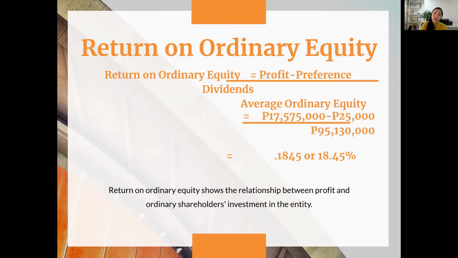So return on ordinary equity shows the relationship between profit and ordinary shareholders' investment in the entity. That's why preferred dividends were taken out, because in a corporation, after the preferred has taken its part, the rest is the part of the ordinary. The ordinary will get only this much from that profit. So that's the measurement of return on ordinary equity.